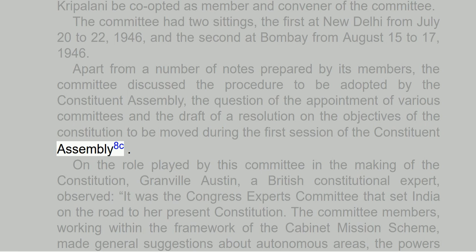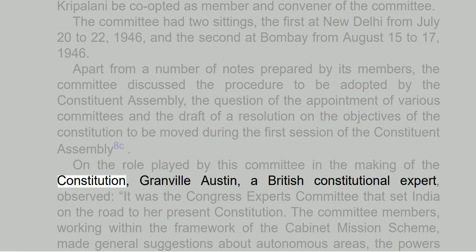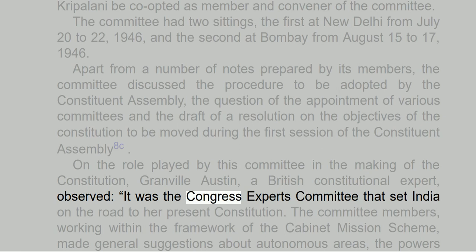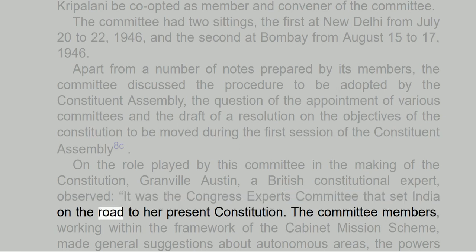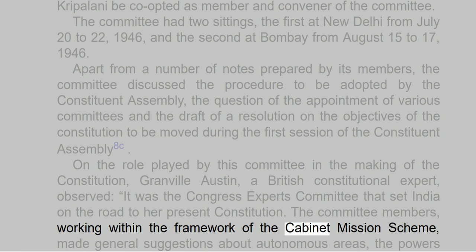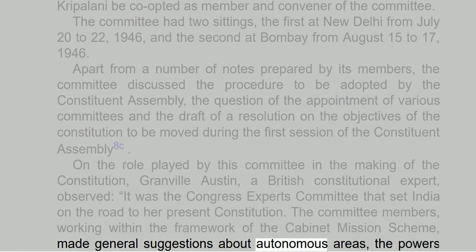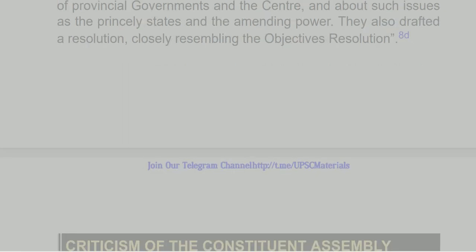On the role played by this committee in the making of the Constitution, Granville Austin, a British constitutional expert, observed, "It was the Congress Experts Committee that set India on the road to her present Constitution." The committee members, working within the framework of the Cabinet Mission Scheme, made general suggestions about autonomous areas, the powers of provincial governments and the centre, and about such issues as the princely states and the amending power. They also drafted a resolution, closely resembling the Objectives Resolution.